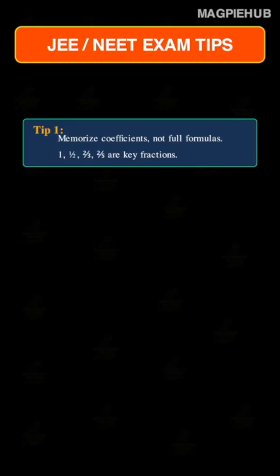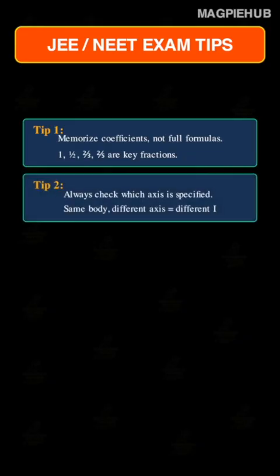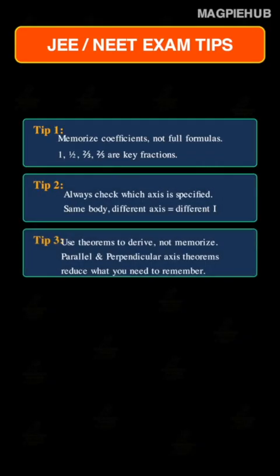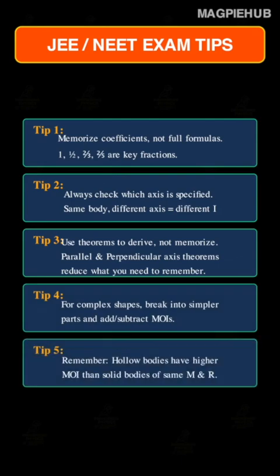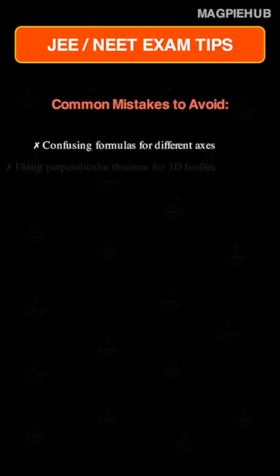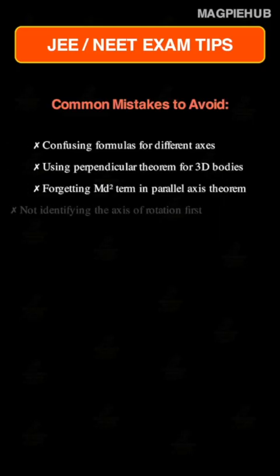Now, here are some crucial exam tips specifically for JEE and NEET. Tip 1. Memorize the coefficients, not the full formulas. 1, 1/2, 2/3, 2/5. These fractions are the key. Tip 2. Always check which axis is specified in the question. The same body with a different axis gives completely different answers.